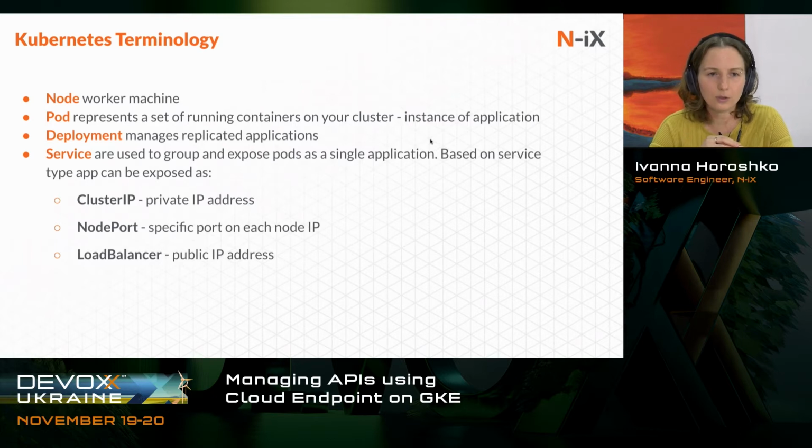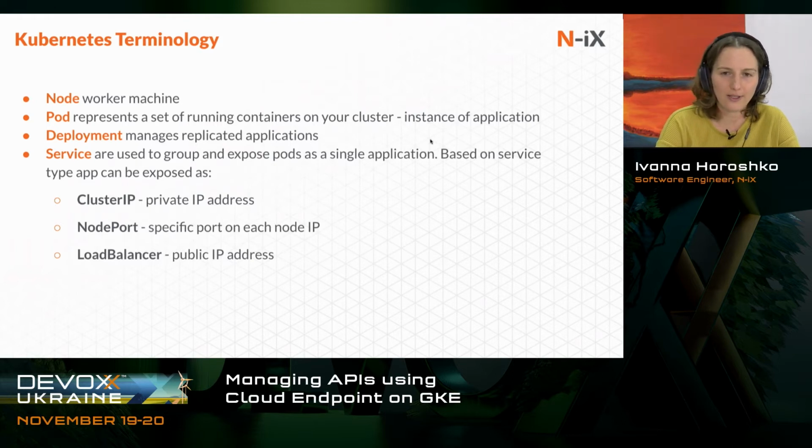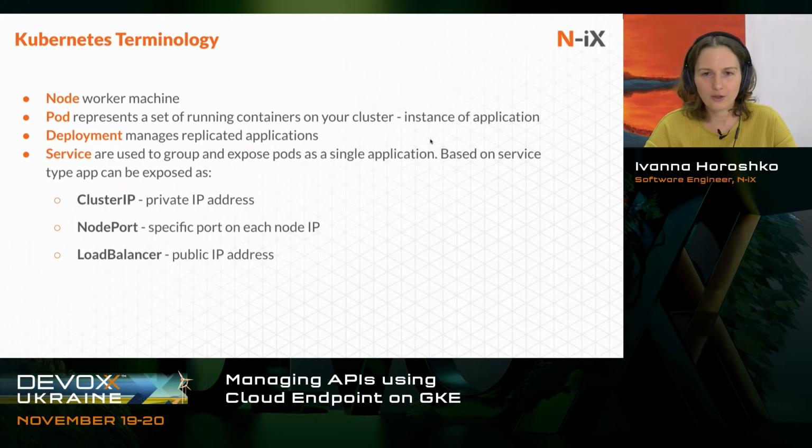The last one I want to talk about here is the service. Services are used to group and expose pods as a single application. What's the main purpose of that? If you have a couple of different applications running inside of your Kubernetes cluster, they normally have to communicate with each other. And as I said, pods don't live long, so it might happen that your pod crashes. That's why you don't want to make a connection directly from pod of application 1 to pod of application 2, just because it can fail.